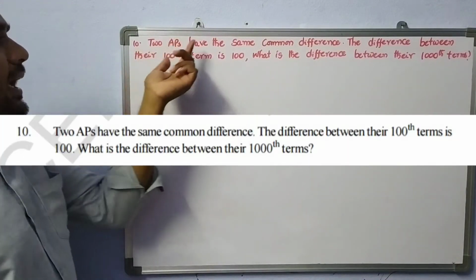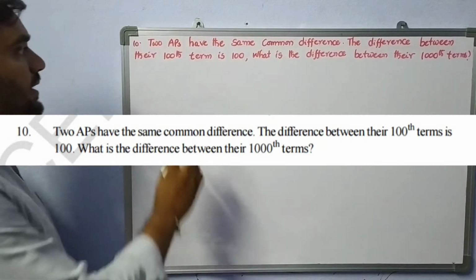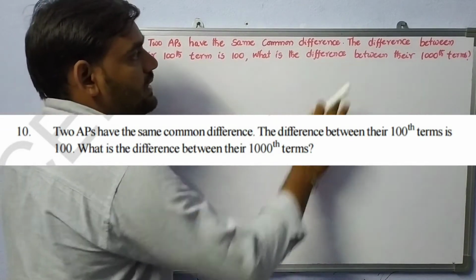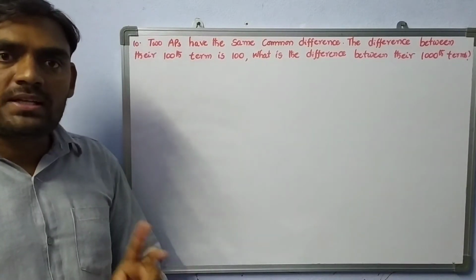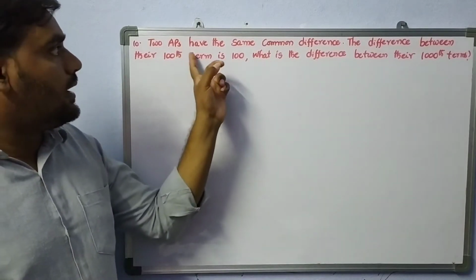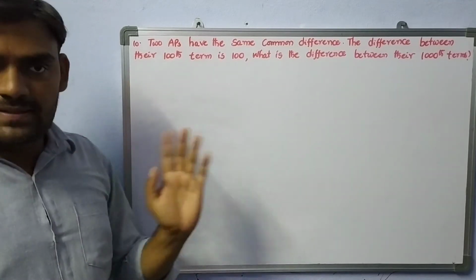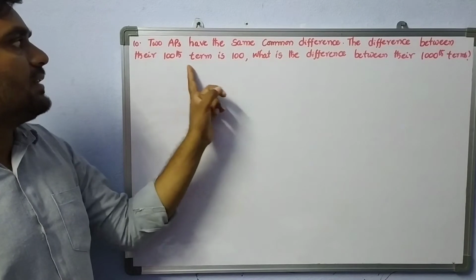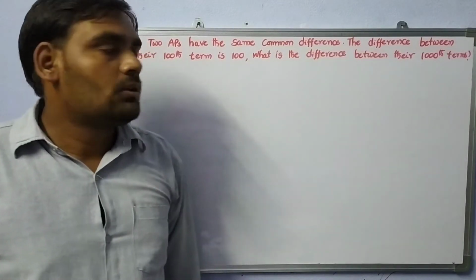Two APs have the same common difference. The difference between their 100th term is 100. What is the difference between their 1000th term? See here, two progressions are there. The common difference between those two progressions is the same. The difference between their 100th term is 100. Then what is the difference between their 1000th terms?